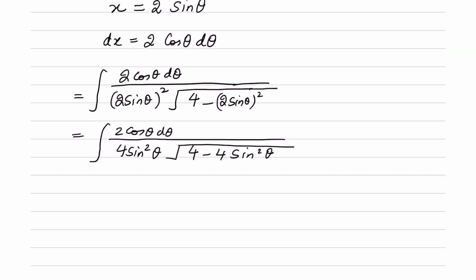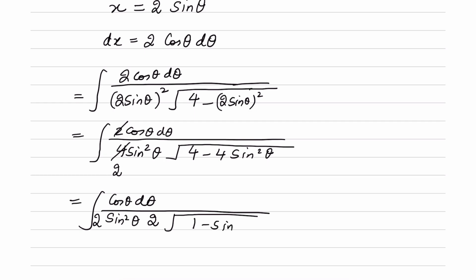Let's make some simplification. 2 cancels out with this 2 here. In numerator you have cos theta d theta. In the denominator you have sine square theta. Inside the square root you have 4 common, take it out, it becomes 2, 1 minus sine square theta. You know this identity, sine square theta plus cos square theta is equal to 1. So from here you can take out the value of cos square theta, which is equal to 1 minus sine square theta.